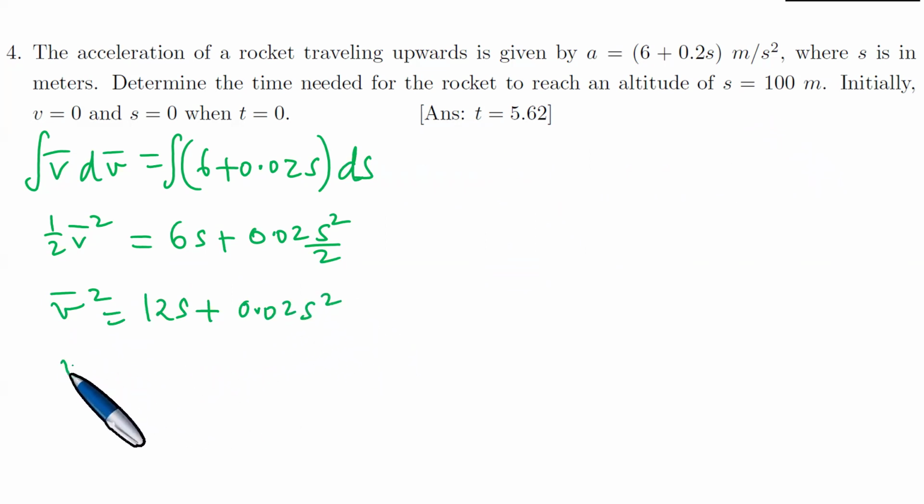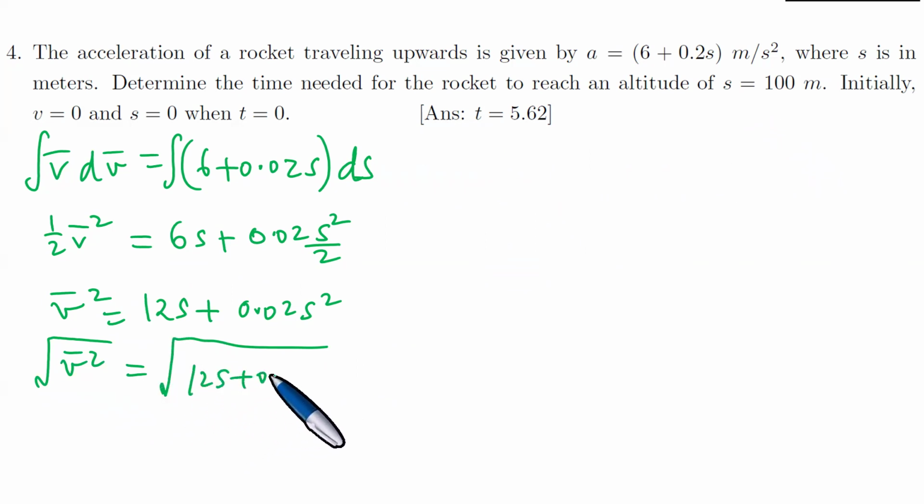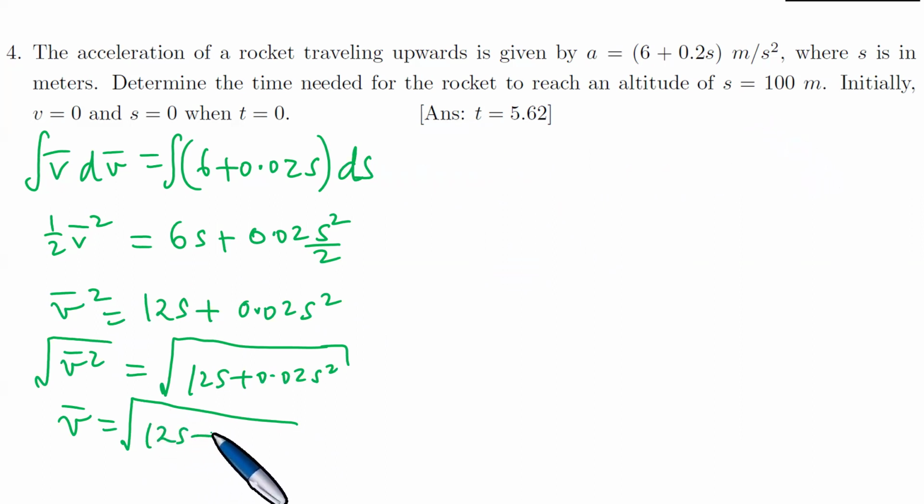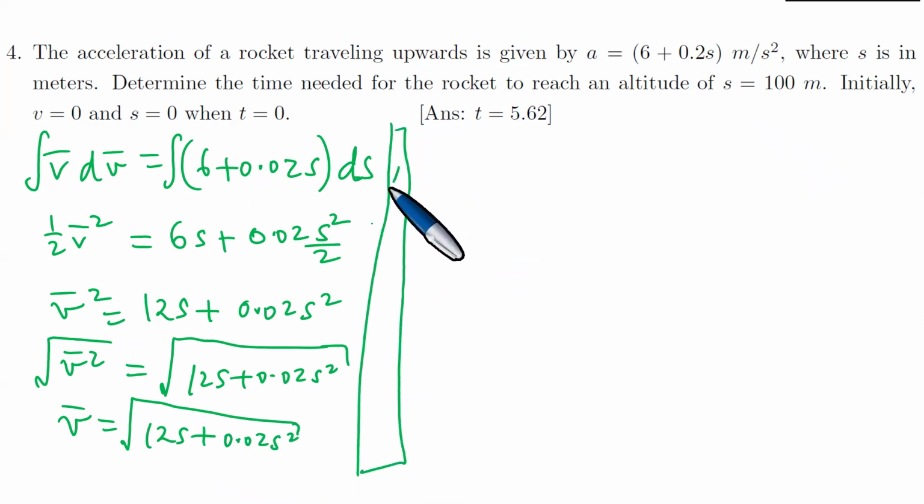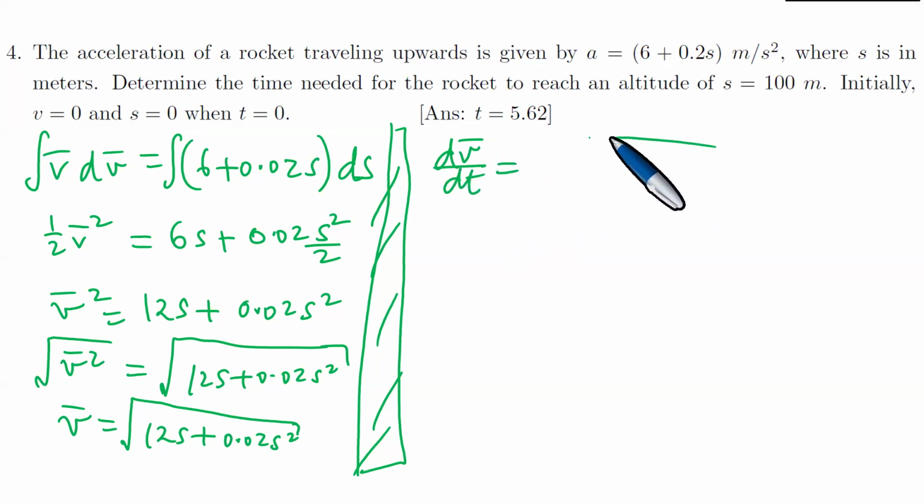We take the square root on the left, and we also apply the square root on the right, like so. Meaning our v is the square root of 12s plus 0.02 s squared. So now we have divided t, which is ds over the square root of 12s plus 0.02 s squared.